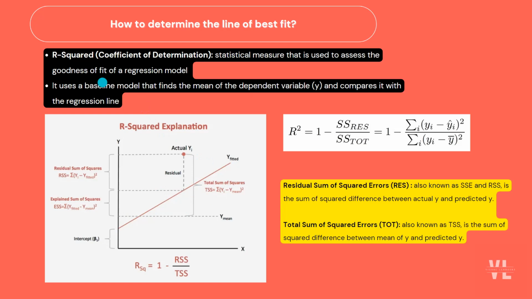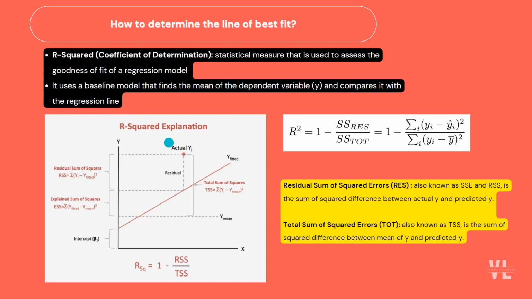So one set of metrics that we could consider to find the line of best fit is the R-squared, which is also known as the coefficient of determination. R-squared is just a statistical measure that is used to assess the goodness of fit for a regression model. It uses a baseline model that finds the mean of the dependent variable y and compares it with the regression line.